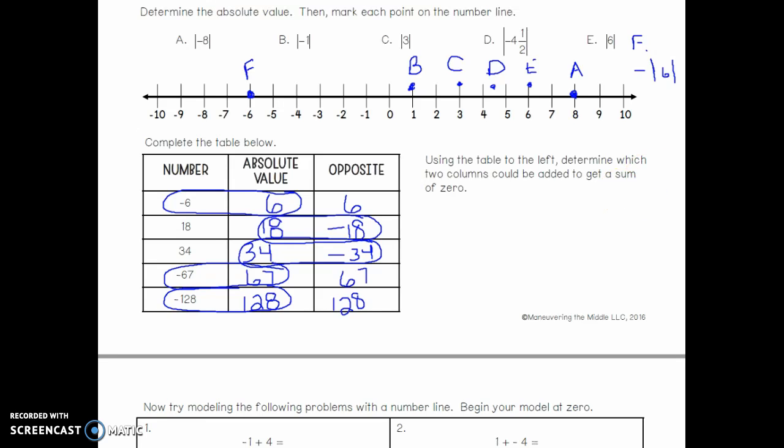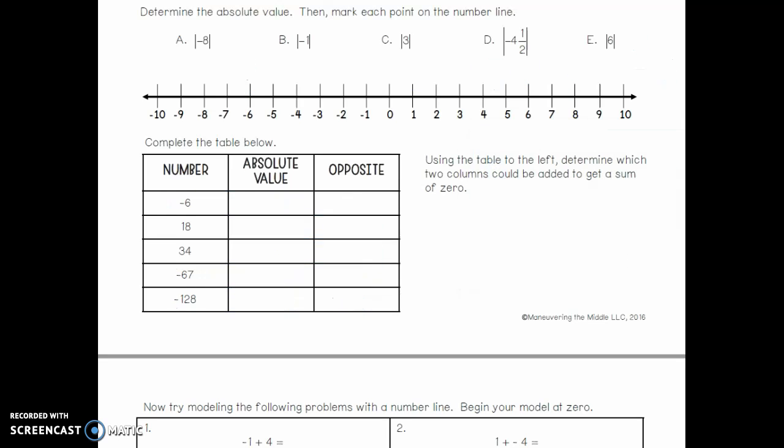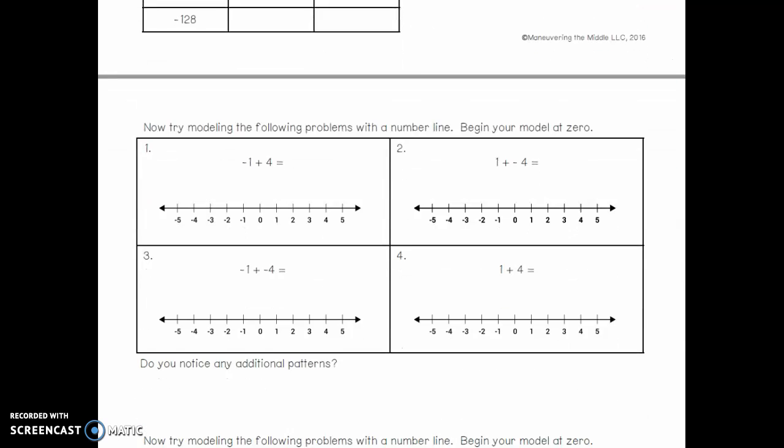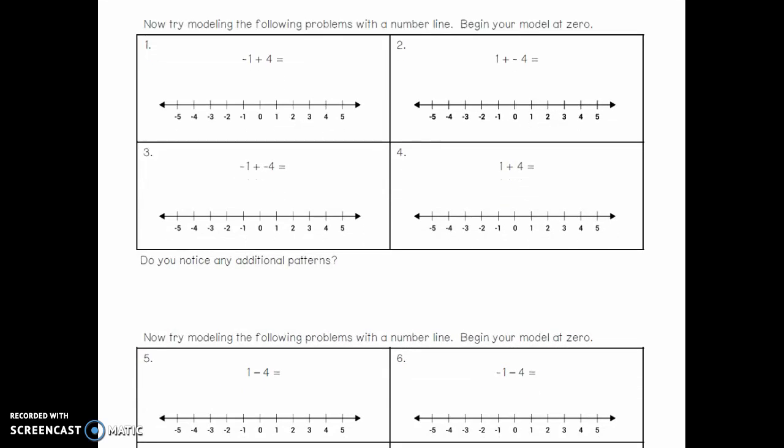I'm going to scroll down, which means the page will erase. Please make sure you have this before I erase it. Yep. Okay, moving on. We're going to model some here. It says model the following problems with a number line. Begin your model at 0.